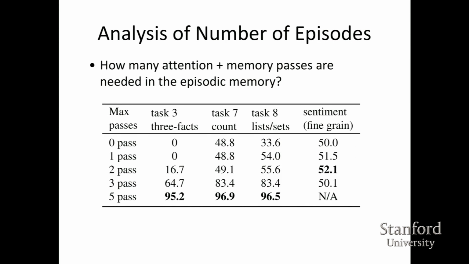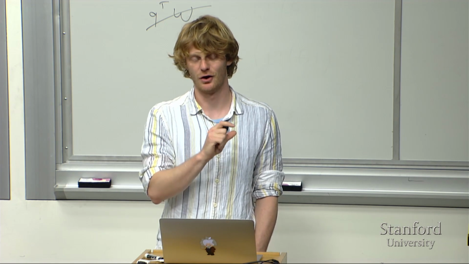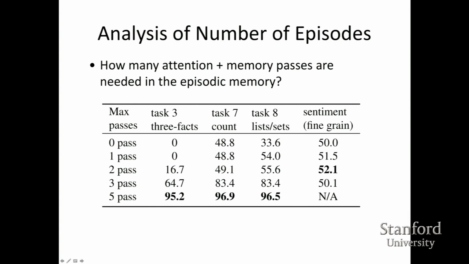And one such hyperparameter is, for instance, how many times do you need to go over the input before you want to predict the final answer? And sadly, you get different state-of-the-art results depending on the task. So for sentiment, the best number for fine-grained sentiment, so very negative, negative, neutral, positive, very positive classifications for each sentence, did best when you allow the model to go over the input twice.